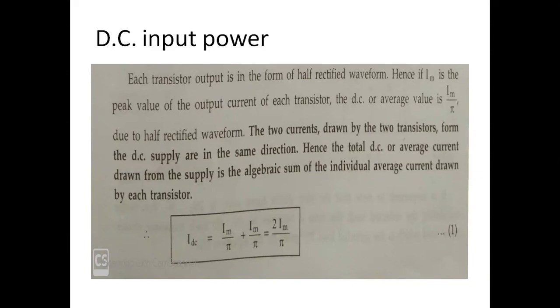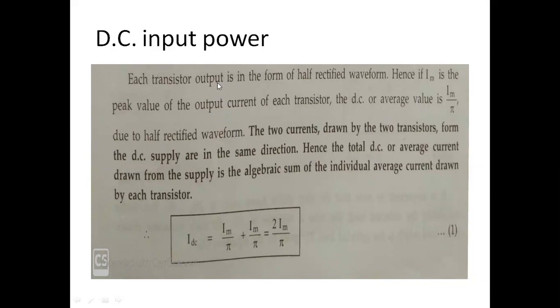The DC or average value is IM by pi for one transistor. That is due to half cycle. Due to half cycle, we have current IM by pi. That is the average current. And we have two transistors. So two currents are drawn by the two transistors when we are applying DC voltage VCC, and they flow in the same direction. So hence the DC or average current from the supply is the sum of those two currents.